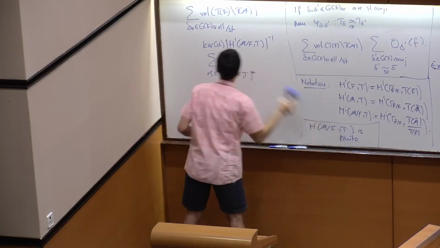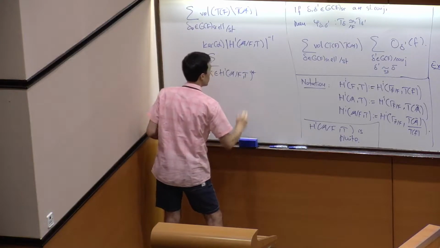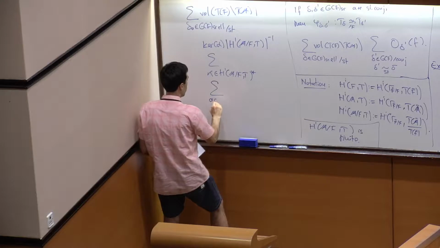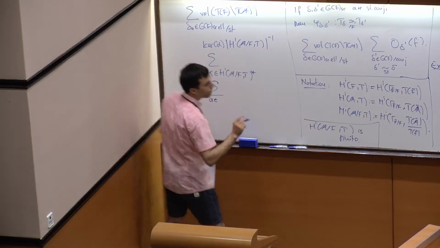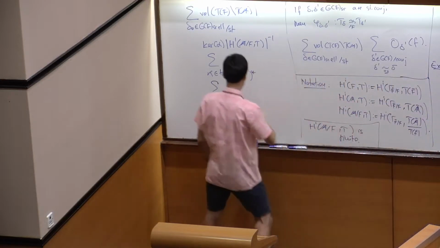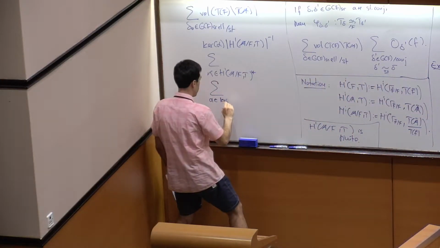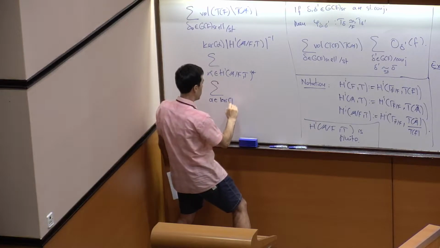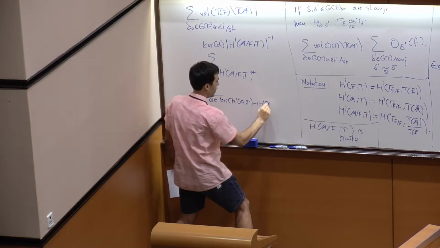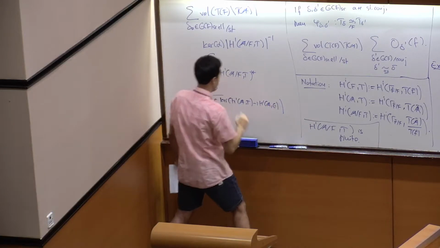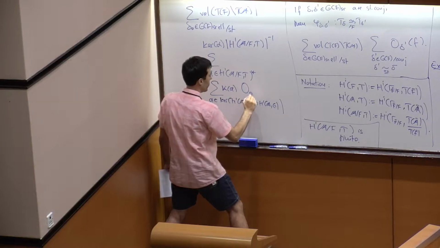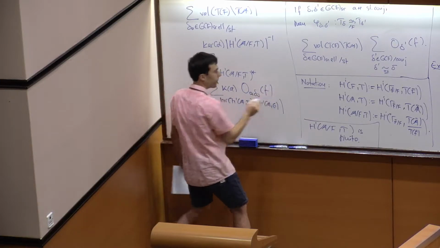And then now, not enough room here. Then the next sum goes over this. Then we have kappa of A, orbital integral of A delta 0 F.